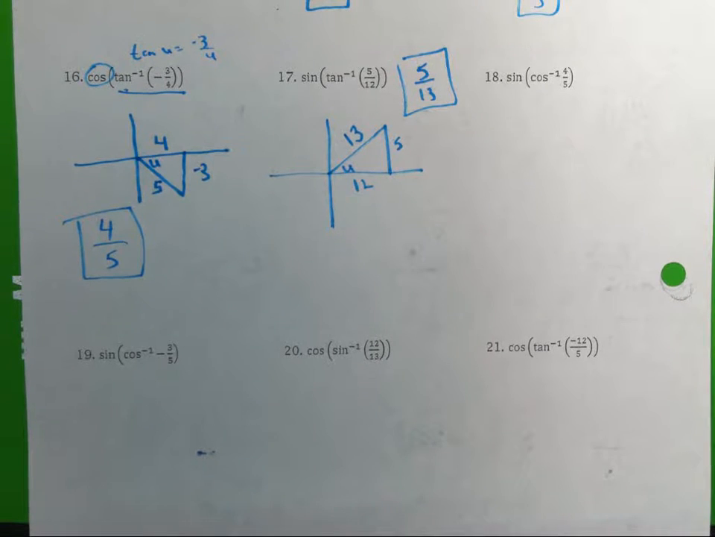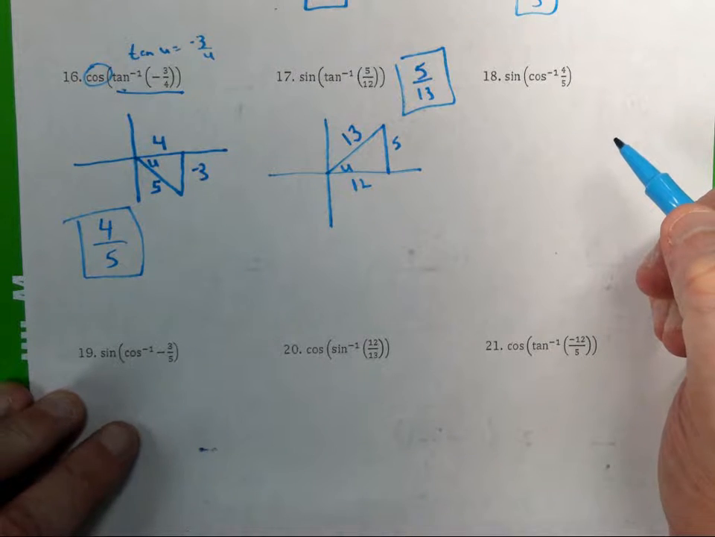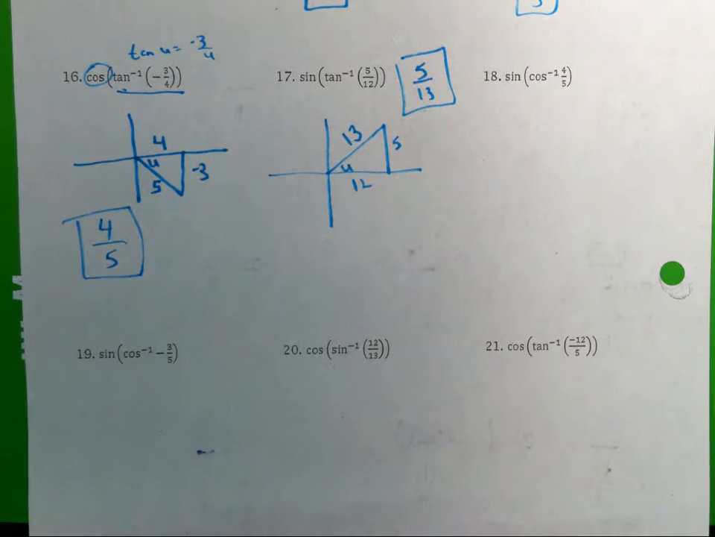We're going to do 18 and 19. Do we know a 4/5 on the unit circle? No. Arc cosine of 4/5. Arc cosine comes out of quad 1 and quad 2. Cosine is your x value. Your x is positive here. So where would I draw this, in quad 1 or quad 2? 1.